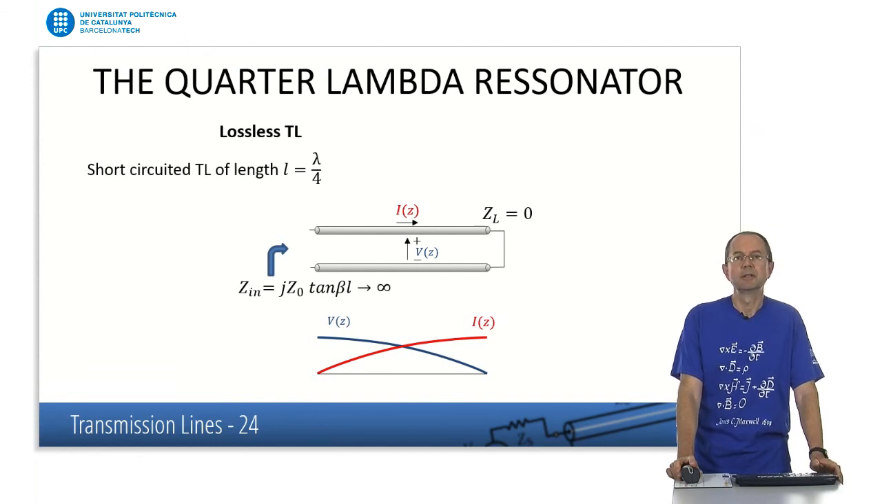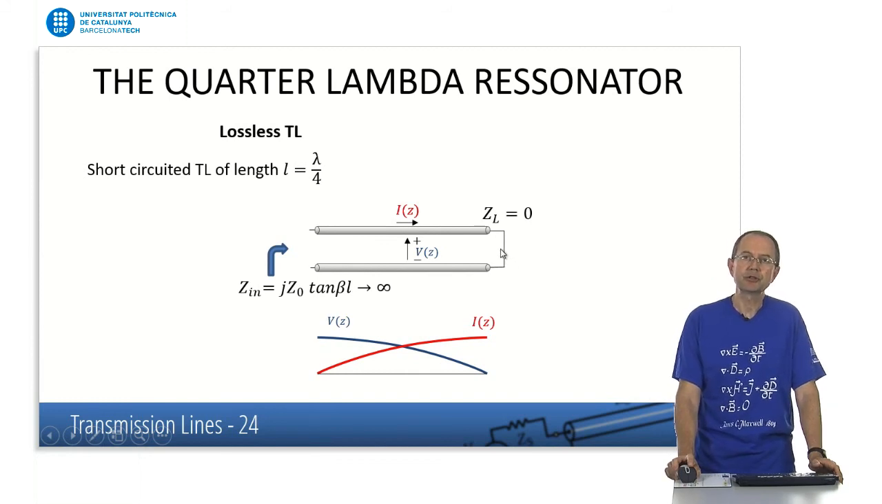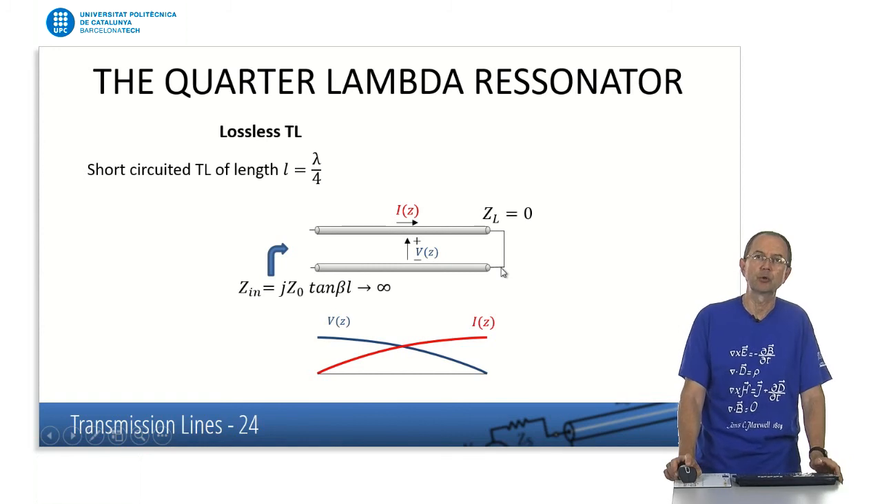Let's use a piece of line of a quarter lambda length for another purpose. In this case, what we are going to assume is we are going to provide a total reflection termination. In this case, just a short circuit. So we solder here the two wires at the end of the line.